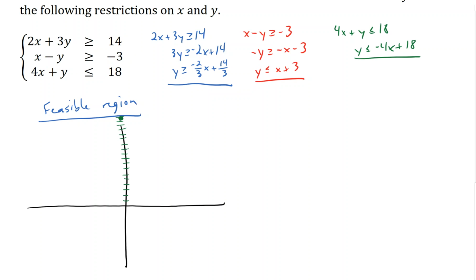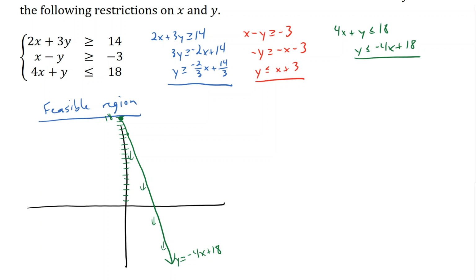Which is up here, and has a slope of negative 4, so I'll rise negative 4, 1, 2, 3, 4, and I'll run 1. So I'll have this line first. Let me label that. My boundary line is y equals negative 4x plus 18, and since it's less than or equal to, I know I'll shade below that line.